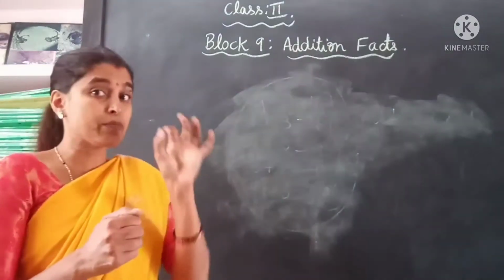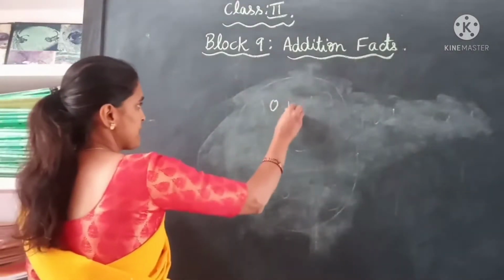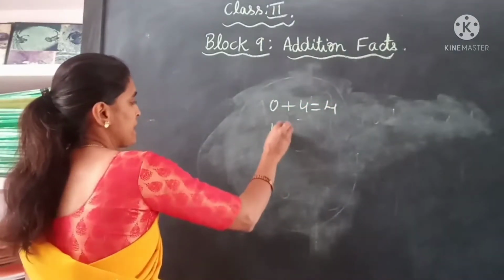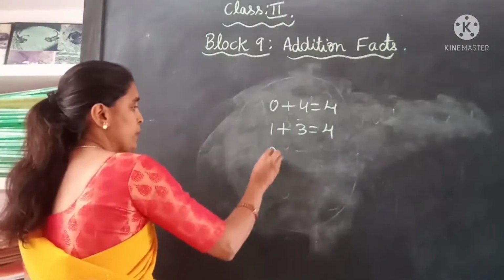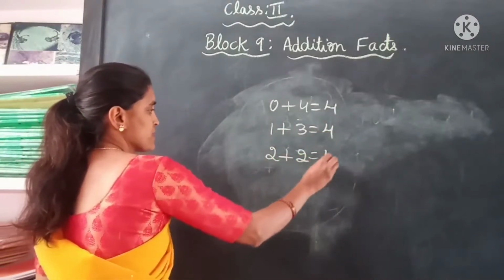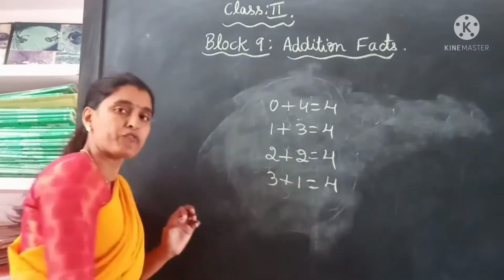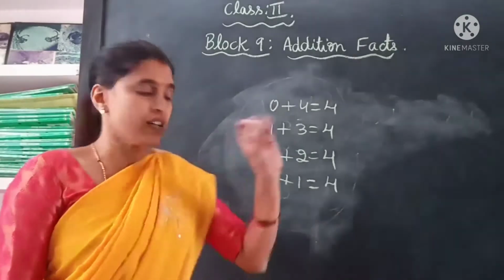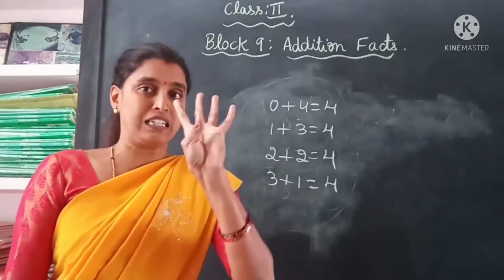Children, I am writing some addition sentences. Just observe it. 0 plus 4 equals 4. 1 plus 3 also equals 4. 2 plus 2 also equals 4. 3 plus 1 also equals 4. Now observe all the addition sentences, children. Here in all these addition sentences we got the same answer, that is 4.